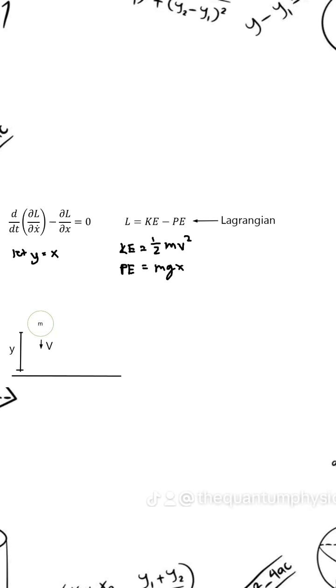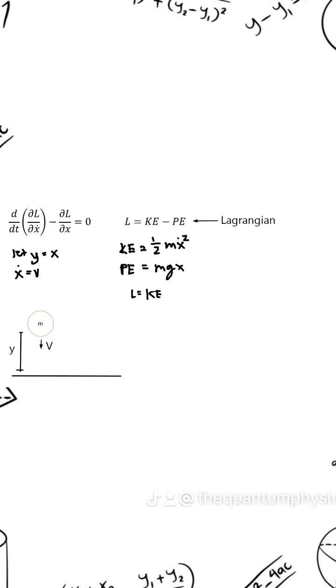So we're just going to use generalized coordinates, and v we're just going to make it x dot, because the derivative of position with respect to time is going to be dx over dt, and that is another way of representing the derivative. So it's going to be x dot.